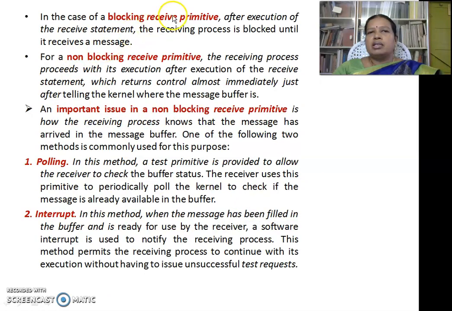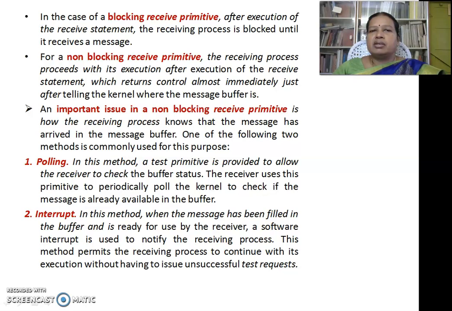Next, on the receiver side, in the blocking receive primitive, after execution of the receive statement, the receiving process is blocked until it receives the message. For a non-blocking receive primitive, the receiving process proceeds with its execution even after the execution of the receive statement. So the important issue to be handled in non-blocking receive primitive is how the receiver learns of the message. One of the following two methods is used: polling and interrupt.